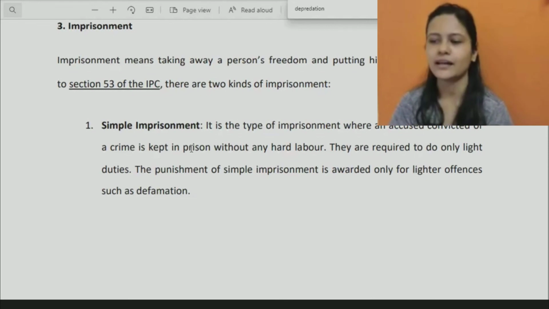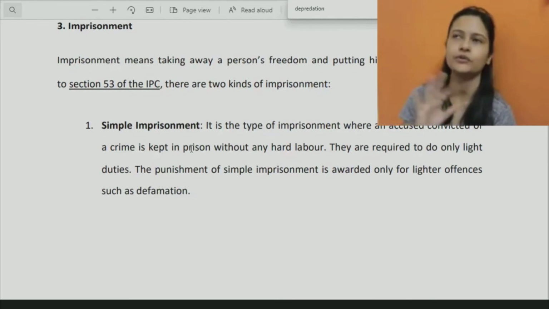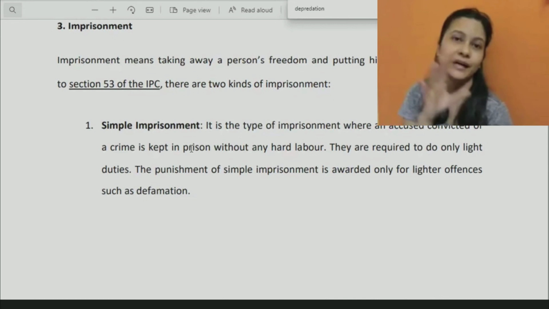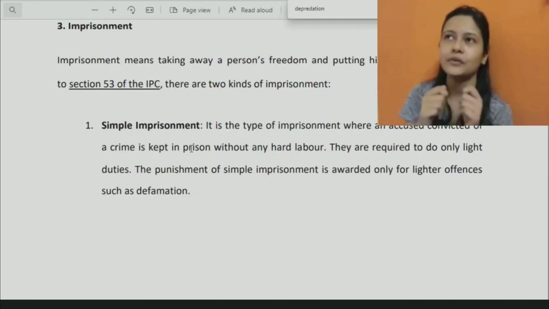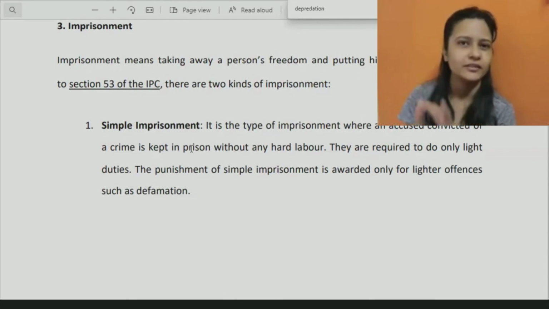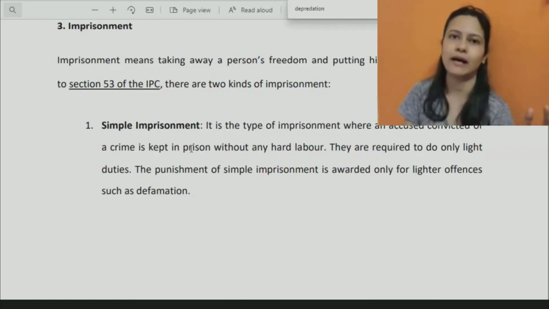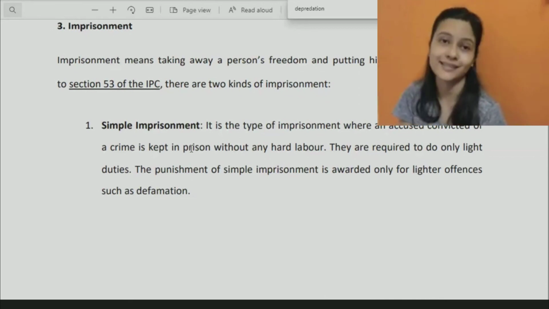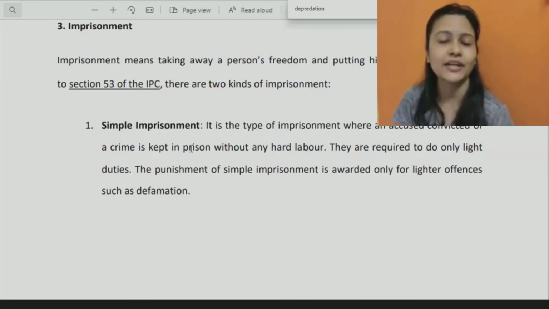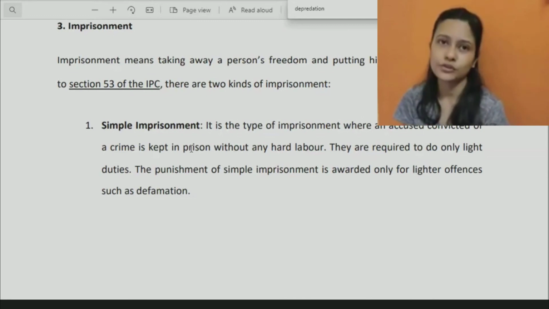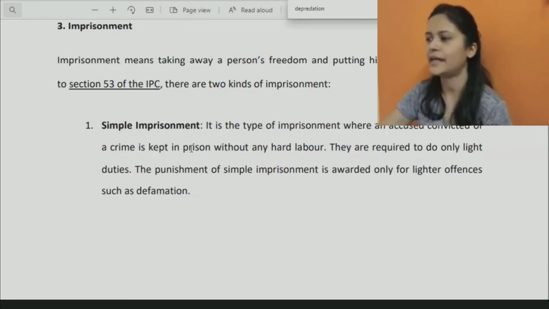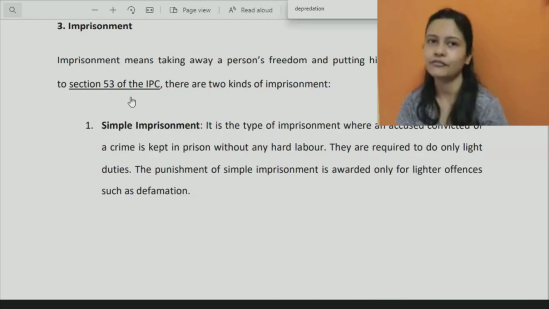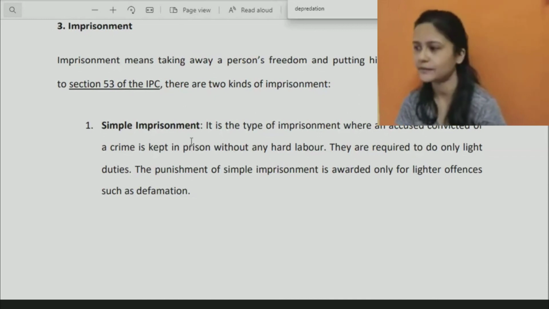In fact, I saw near my house, there used to be one stall where the inmates from the prison would create handicraft things, and it was written that it is created by the jail inmates of so and so prison. So if people are interested, they can buy it from there, and that is how the inmates make some money and it helps them start their life again. That will be simple imprisonment.